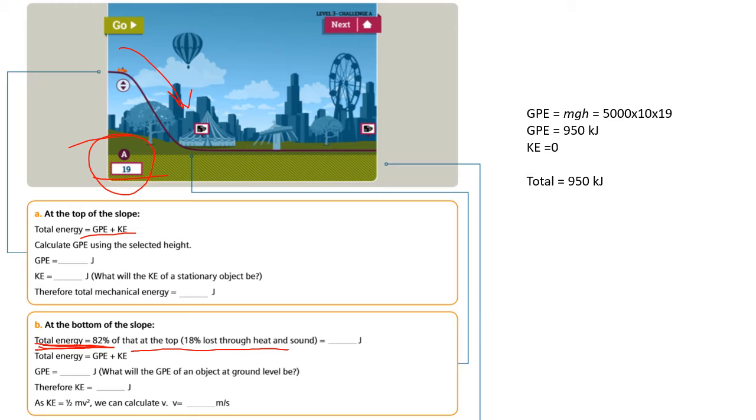But because of this 82%, the first thing we've got to do is work out how much of the energy that it starts with up here, it ends up with when it's down here. And so we've got to do as we did in the question before, which is multiply by 0.82. There you go. We end up with 779 kilojoules as our total energy at the bottom, because we've lost 18% as heat and sound.